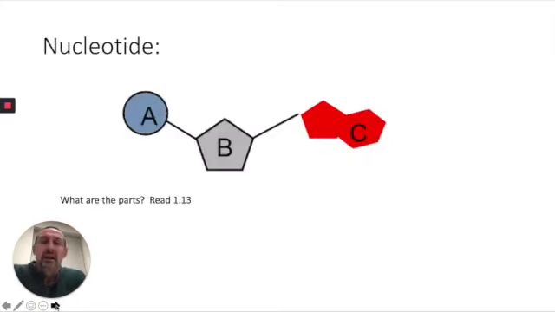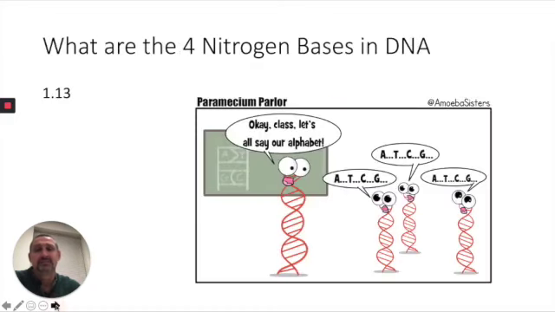DNA, RNA, ATP, they're made of nucleotides. Nucleotides are the monomer for the DNA, which is the polymer, or RNA, which would be the polymer. The nucleotide would be the monomer. It consists of three basic parts. A is a phosphate, B is a sugar, C is a nitrogen base. Those are the three major parts of a nucleotide. That's our monomer, our individual piece. Now those nitrogen bases, we could have one of four nitrogen bases: adenine, thymine, cytosine, guanine, A, T, C, and G.